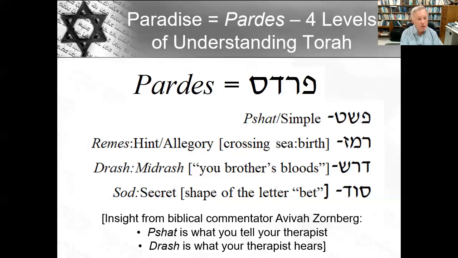We could write better stories than what we find in the Torah. Clearly, the meaning has to be deeper. So the next level is remez, which is a hint or an allegory. So here in crossing the sea and having the sea close in, you get a hint that this may be a birth canal, and the waters are the waters of giving birth.